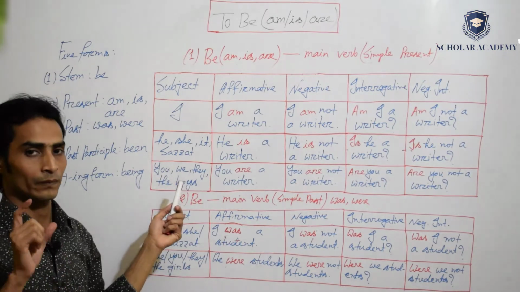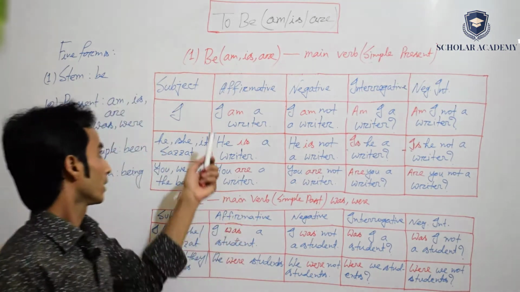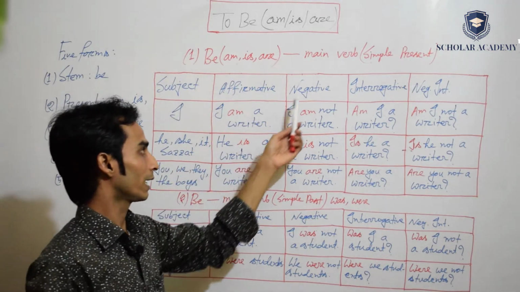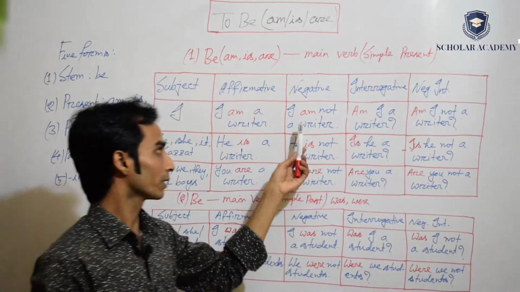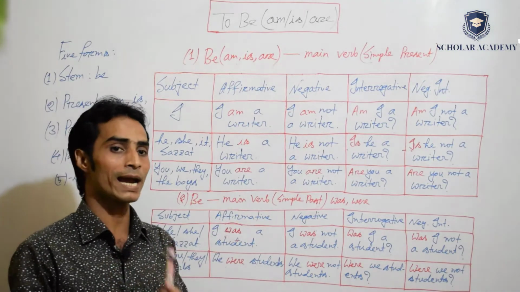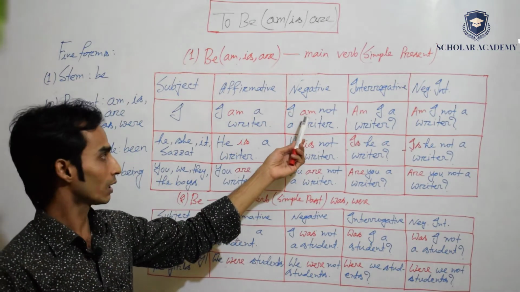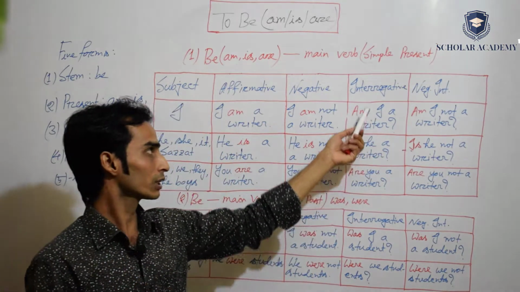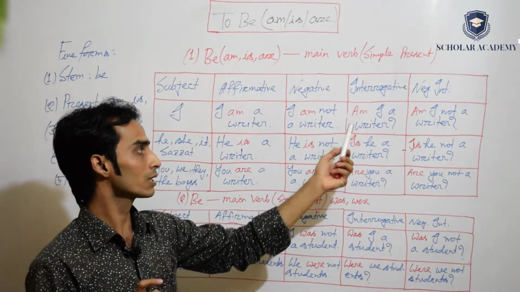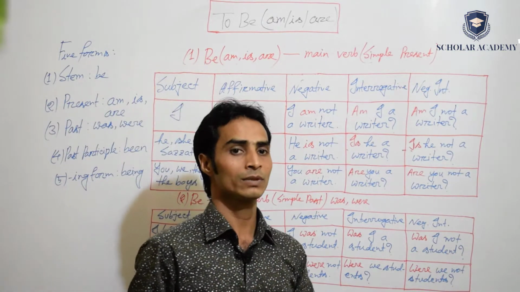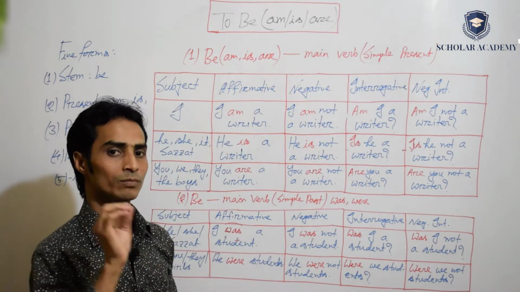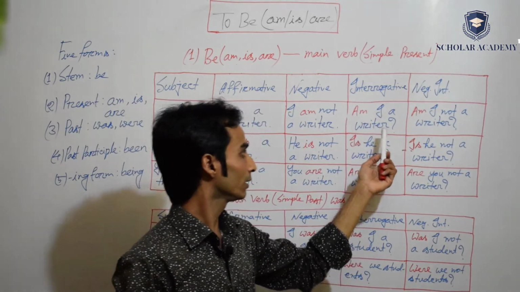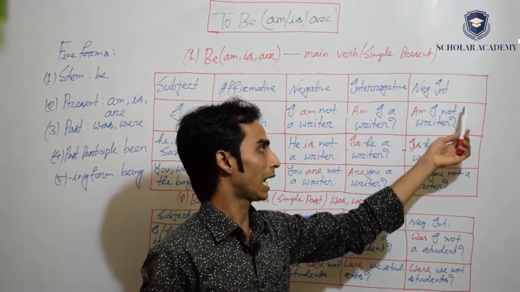Okay, so if the subject is I, the affirmative sentence will be I am a writer, and the negative sentence will be I am not a writer, because we will have to add not or a negative word after the to be verb. To make a question in the simple present tense, we will have to use am at the beginning of the sentence or before the subject. So then the sentence will be am I a writer, and the negative interrogative sentence will be am I not a writer.